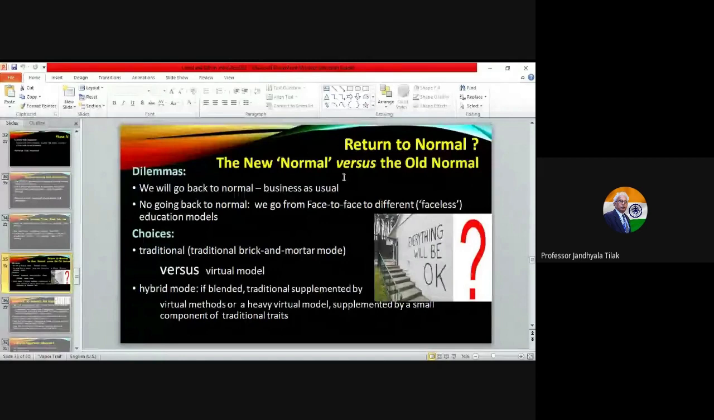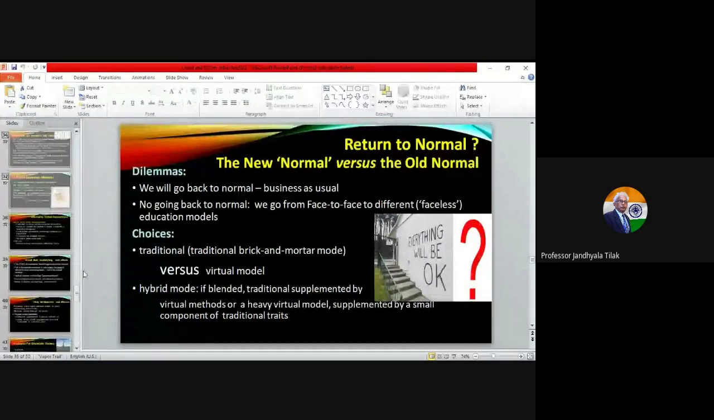We have to really adopt the new method, which I briefly described as face-to-face to faceless systems of education. That's an important phrase in education that matters a lot. So there is a choice for educational policy makers: to have a traditional method completely, or a virtual model completely, or a hybrid model. Three choices. A hybrid model is blended, and what is being talked about is a heavy virtual model supplemented by a small component of traditional methods, but I prefer, of course, the opposite way.